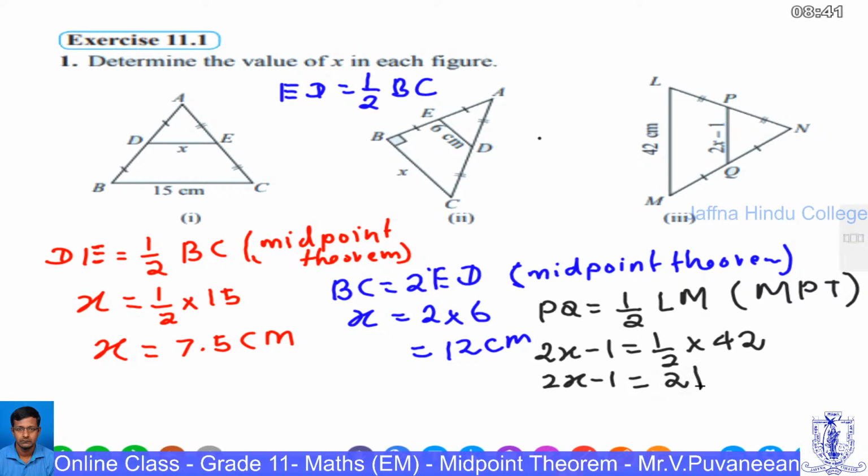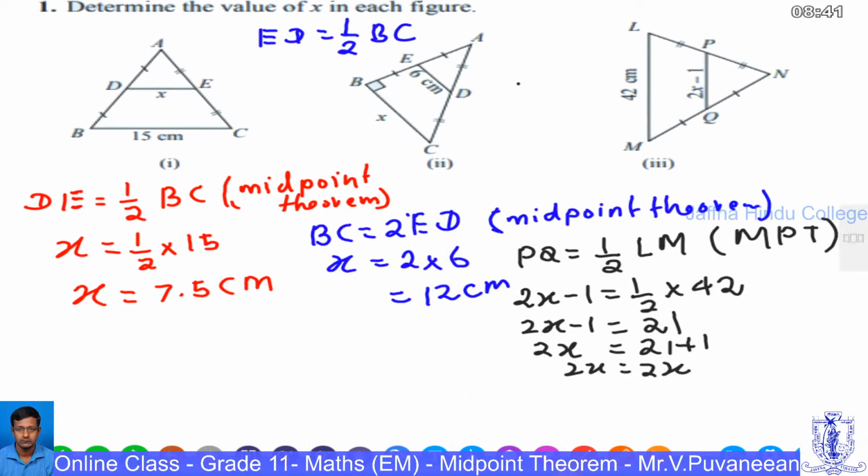21. So 2x is equal to, take minus 1 to the other side, it becomes plus 1, 21 plus 1, 2x is equal to 22. From this, x is equal to 11 centimeters.